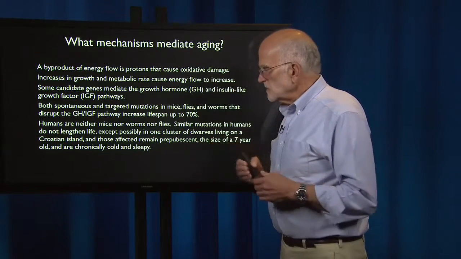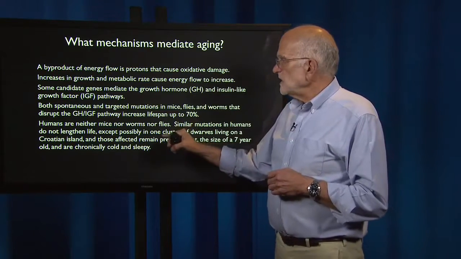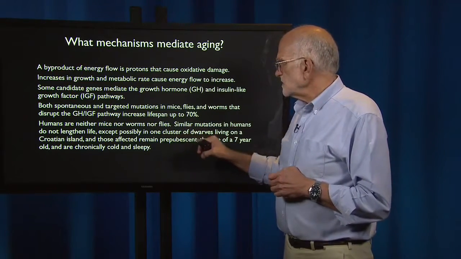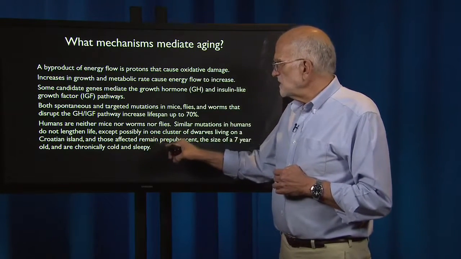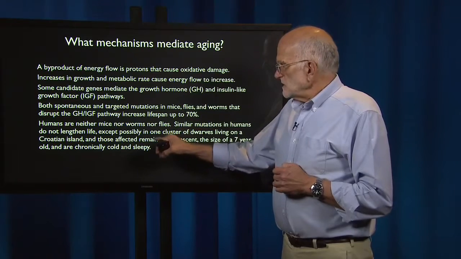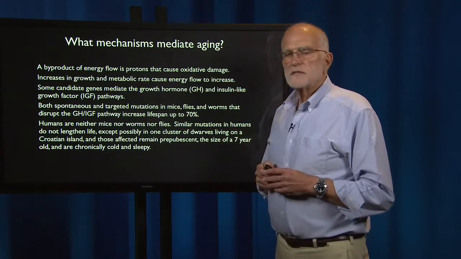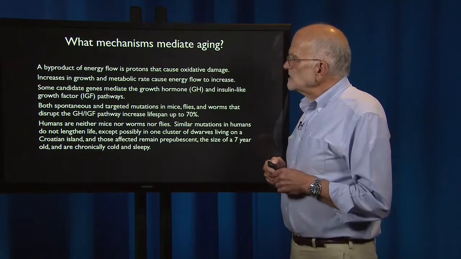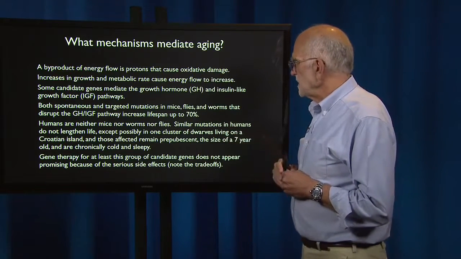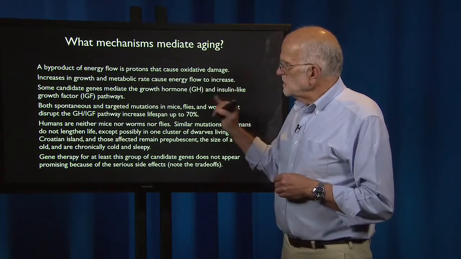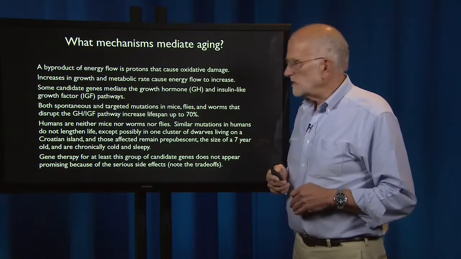Now, humans are neither mice nor worms nor flies. Similar mutations in homologous genes do not lengthen life, except possibly in one cluster of dwarves who live on an island in Croatia. And these people are affected in bad ways. They remain prepubescent, they remain the size of a 7-year-old, and they are chronically cold and sleepy. So this is not a candidate for gene therapy in humans, at least not in any simple way, because mutations in these genes have consequences for several traits that are quite negative.